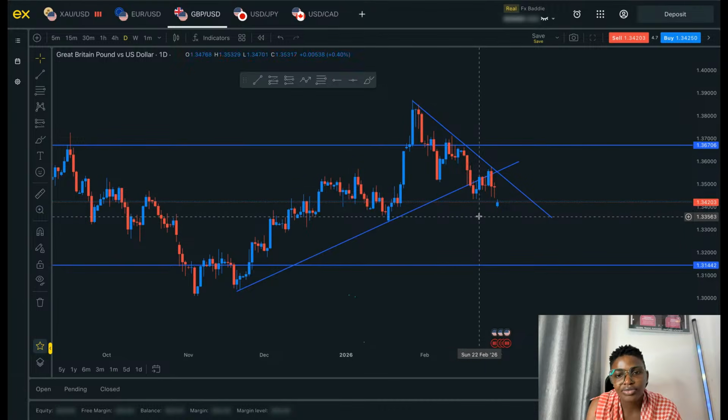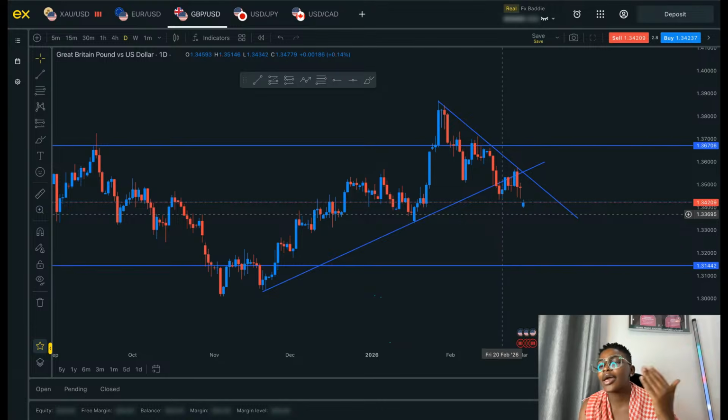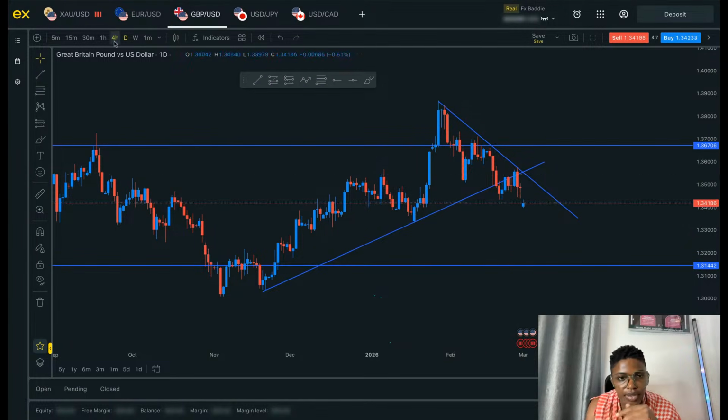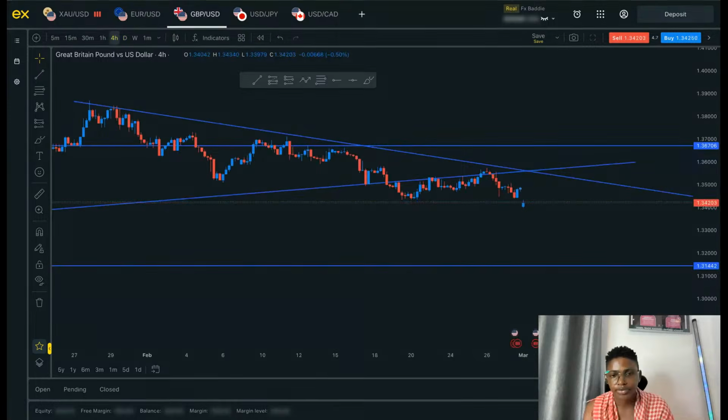So that's the daily candle. It's still struggling to decide: am I buying up? Am I selling down? But as at now, this is our picture of it. Now we come down to 4 hours.